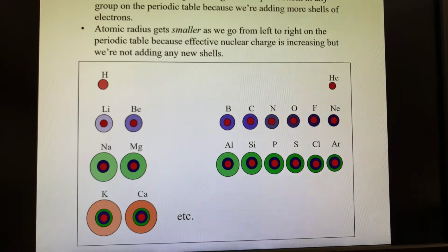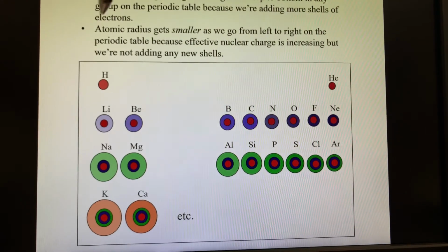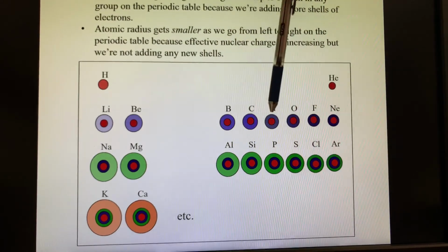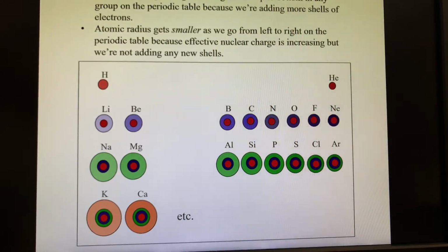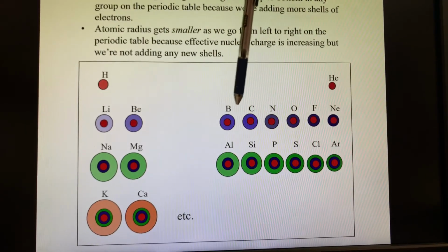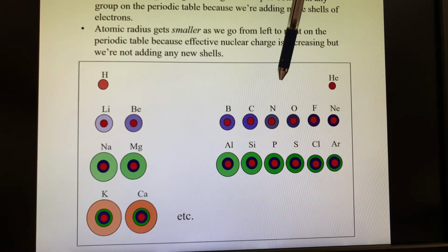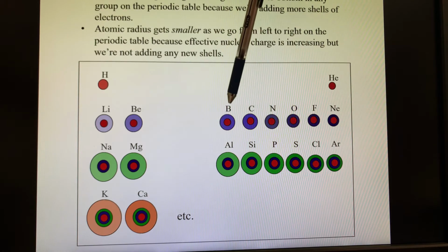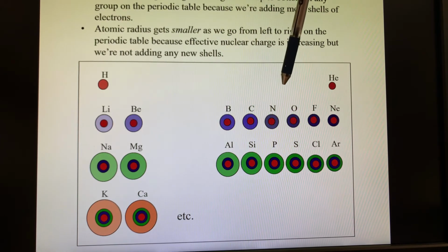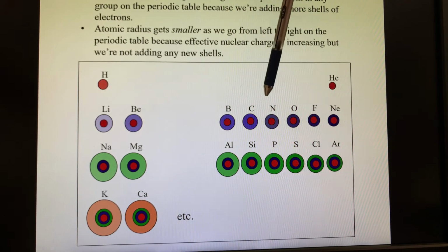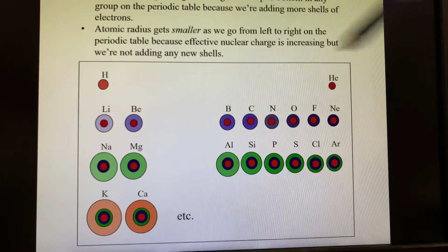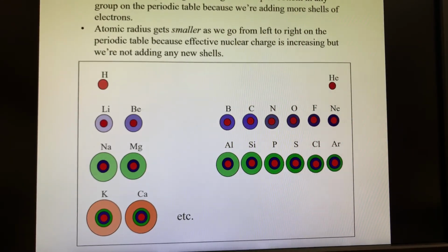It's maybe not as obvious why atoms tend to get smaller as we go from left to right, even though we're getting more protons, neutrons, and electrons. The reason is that we're not adding any more shells. So the valence electrons are still in the same shell. For example, as you go from boron to carbon to nitrogen, you're stuffing those new electrons into the same place, really, the same shell.